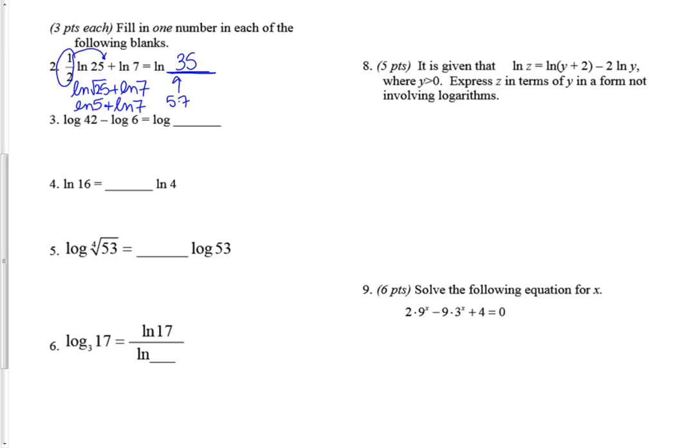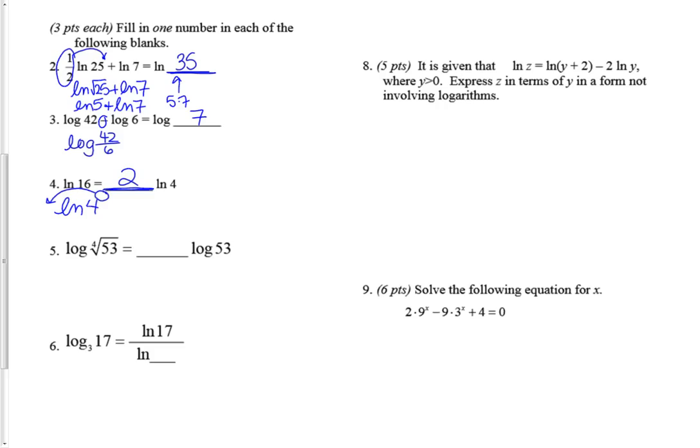All right, on number 3, I have two logs subtracted. So two logs subtracted is the log of their quotient. So in the blank, I have 42 divided by 6, which is 7. In number 4, I have the natural log of 16, and I've written that as a coefficient out in front that I need for the natural log of 4. So I need to think of 16 as 4 to a power, and that power was brought out in front. So 16 is 4 to the second power, so I have a 2 out in front of my natural log.